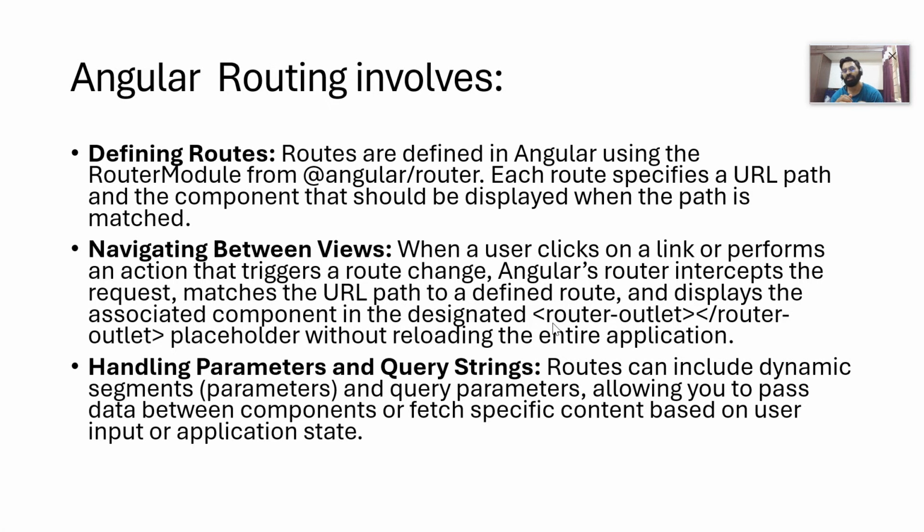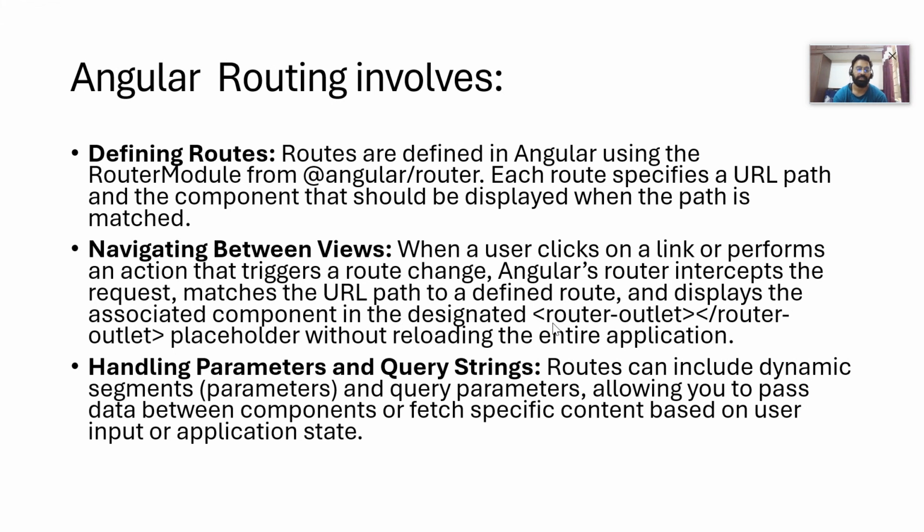So what Angular routing involves, basically we need to define the routes array. In the Angular module, that is called app.routing.module, in that file you need to add the routes array, and then in that array you need to define all the mappings, like which URL will load which component, right? Each route specifies a URL path and the component that should be displayed when the path is matched. And the router module is from the @angular/router package.